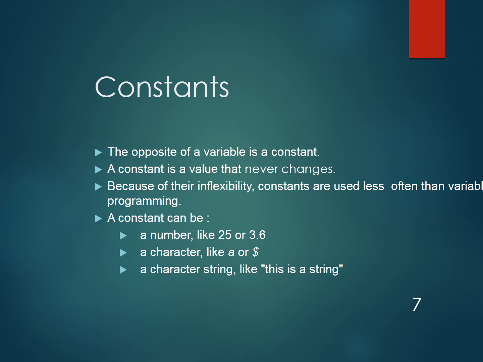For example, we know that the area of a circle is pi r square. Here r is the variable and pi, we know that pi has the constant value 22 by 7. It is a fixed value. So here pi is the constant which is always fixed.